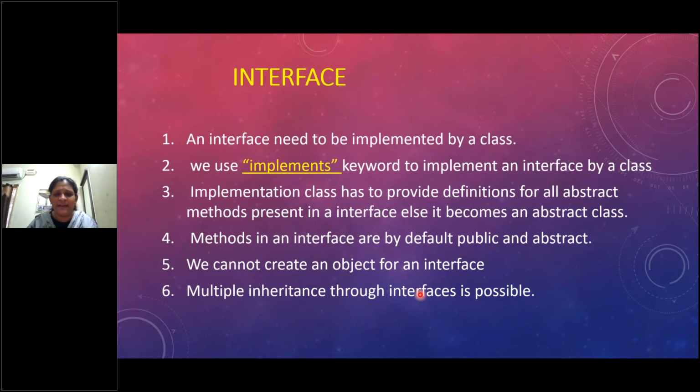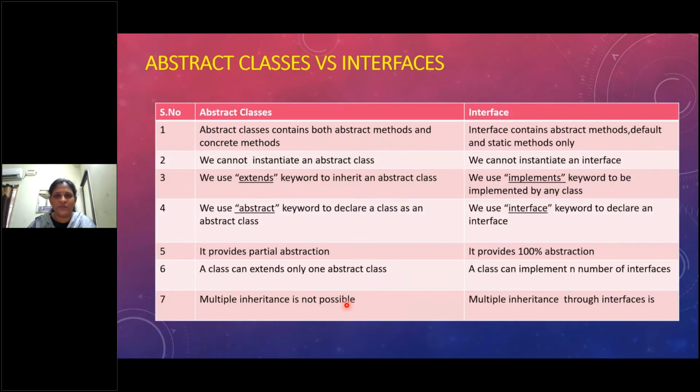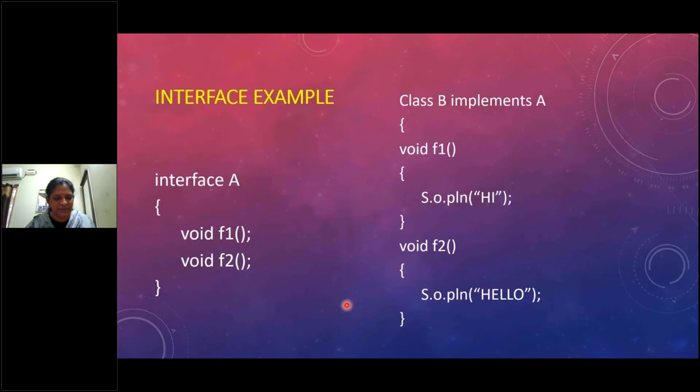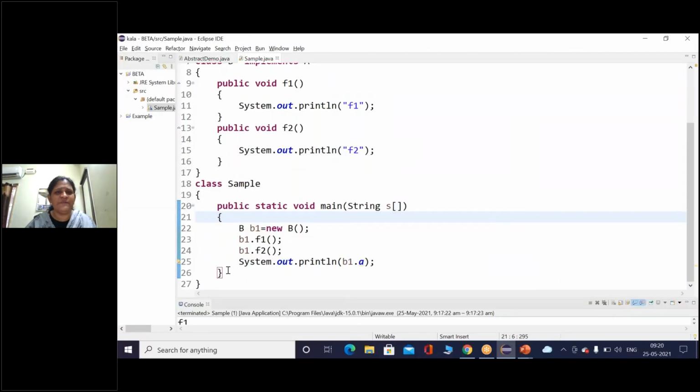Multiple inheritance through interfaces is possible. This point I haven't covered yet. We'll cover it, don't worry. So this is an example, the same example we have taken. I also explained how it works. Before going to the differences, let me give a few more examples on interfaces. We'll see a few more examples, students, on interfaces.